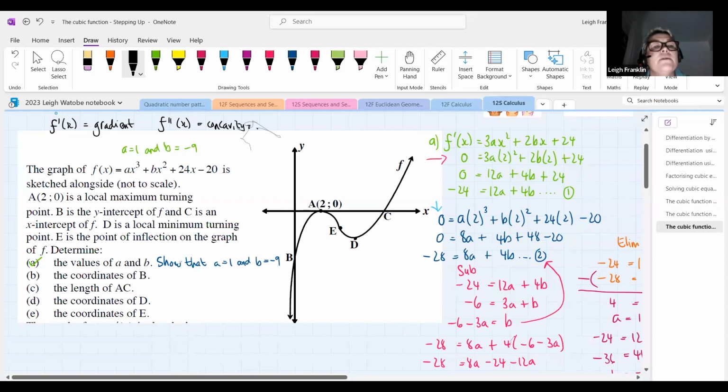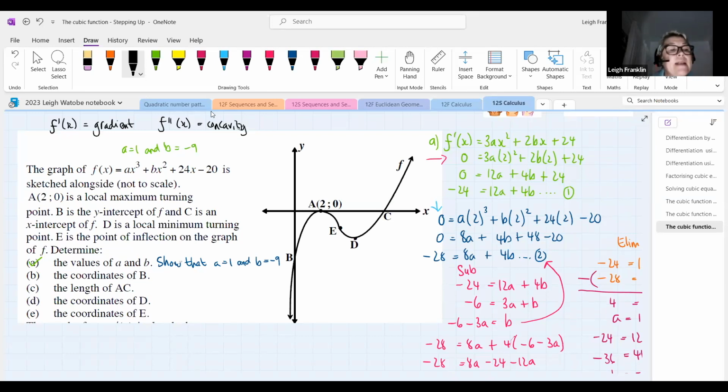Okay, let's just get rid of all of that gumph that's come up on the screen now. So if they ask you for the point of inflection, you can use the second derivative. But I'm going to do it in two ways with you this evening, just to remind you.